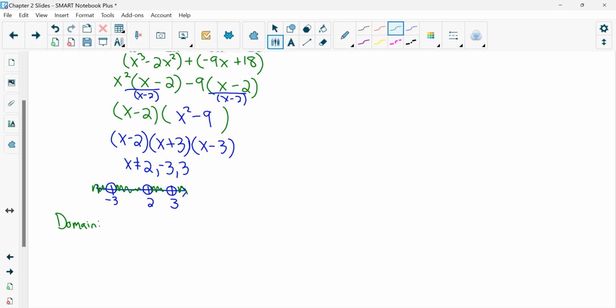So your domain would then be, it's going left forever, so from negative infinity to negative 3. Again, with a parenthesis because it's not equal to. We put our union, negative 3 to 2, our union, 2 to 3, and then it goes from 3 to infinity. So to me personally, that number line just kind of helps visualize where I'm starting and where I'm stopping. Again, you don't need that, but it does help.